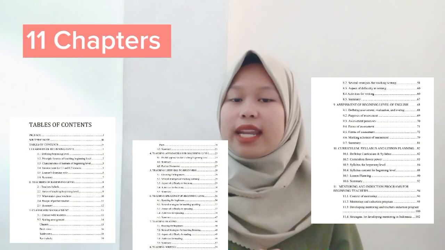This book consists of 11 chapters. In chapter 1, the title is Learners of Beginning Level. This chapter explains what the definition of beginning level is, children as learners, and what will be explained in more depth in the next chapter. In chapter 2, the title is Teacher of Beginning Level. So, this chapter will explain the principles of basic teaching and how to teach, covering pivotal points for teachers to get through when they teach.